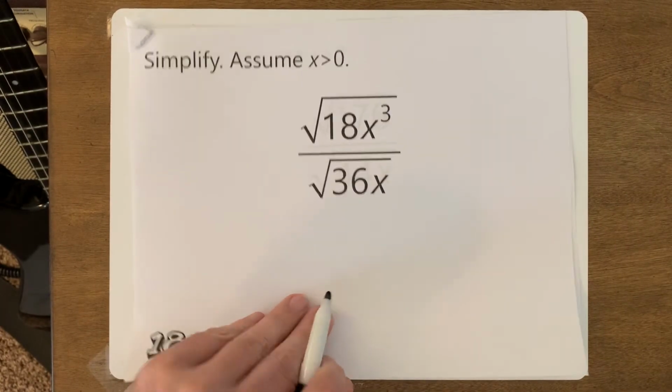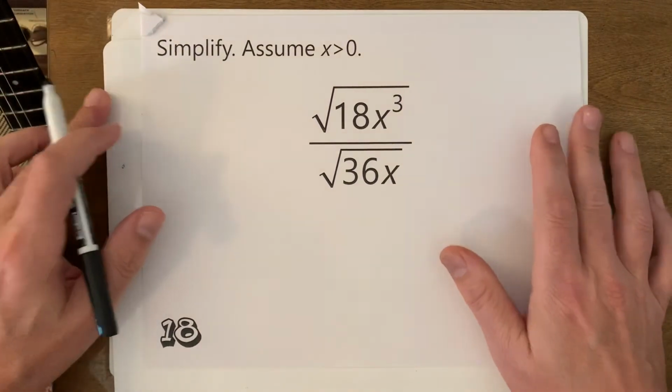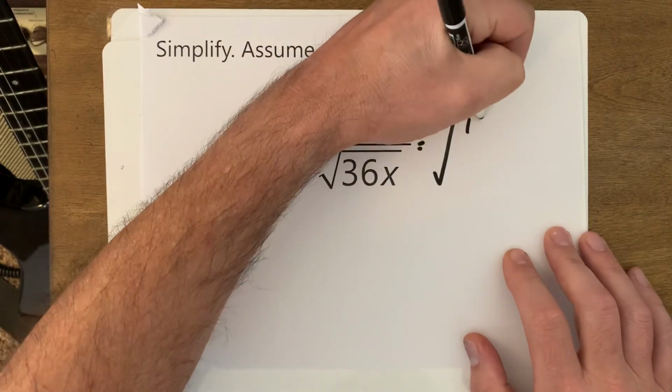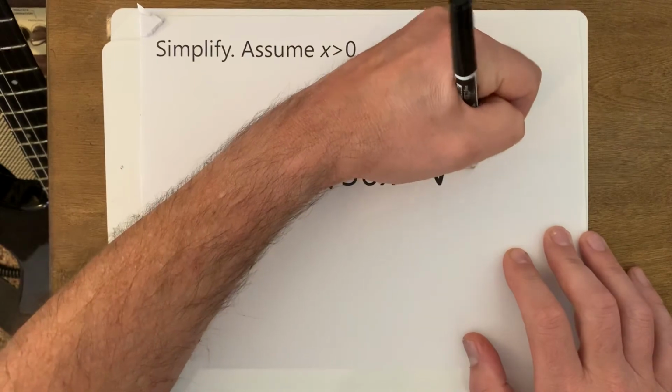Let's see what's going to happen with this one. Okay, this one is going to give us, if we combine them together, 18x cubed over 36x.